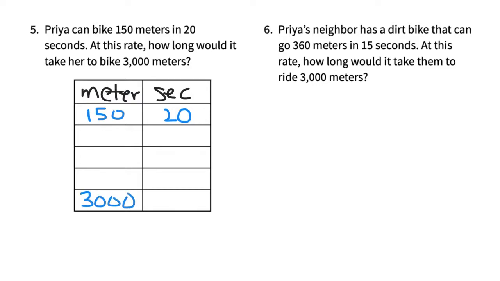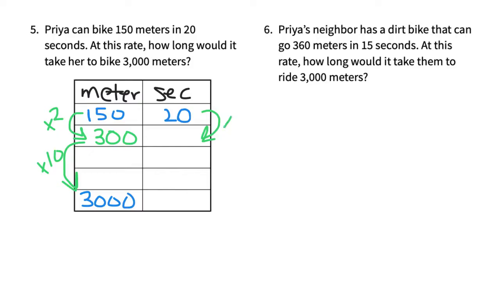So there's our 3,000. Somehow we have to come up with a recipe for figuring out how we're going to turn 150 meters into 3,000 meters. And that's not actually terribly hard on this one. We're going to multiply by 2. That gives us 300. Then we can multiply by 10, and that gives us our 3,000.